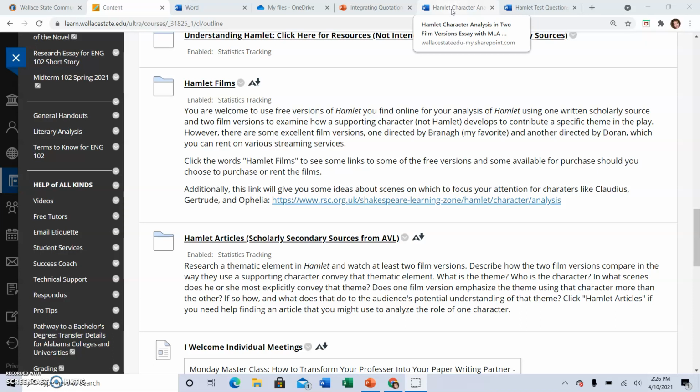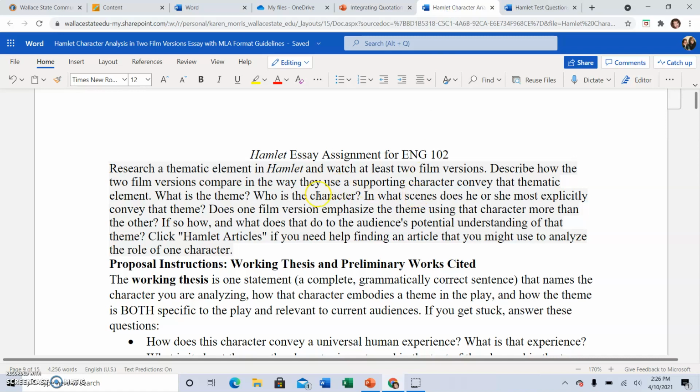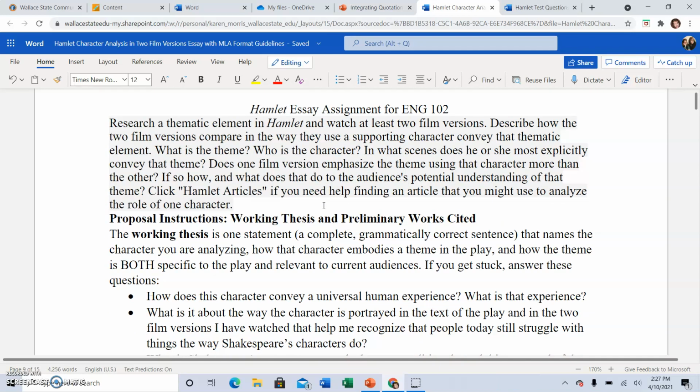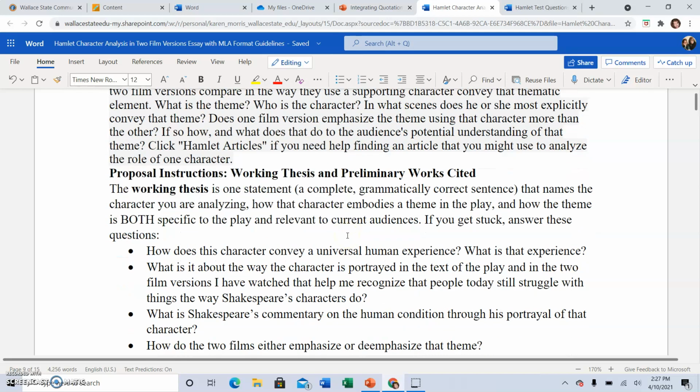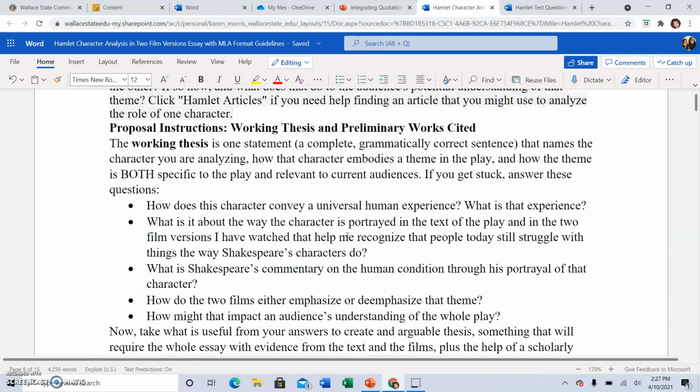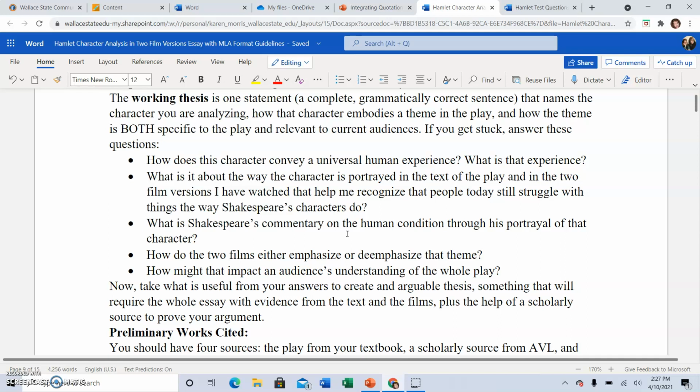And you only need one secondary source that is a printed secondary source. Really, the films are also secondary sources, but you're not quoting from the films, you're just describing the films. What you will be quoting from will be the play. So the 2 things you will quote from, one will be the scholarly source that helps you describe the way a character conveys a specific theme, and the other will be the play from the textbook. So the proposal will just be a working thesis and a preliminary works cited.